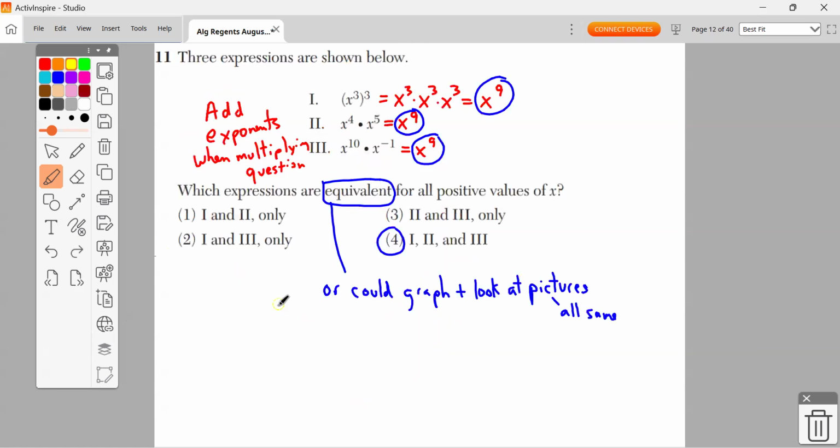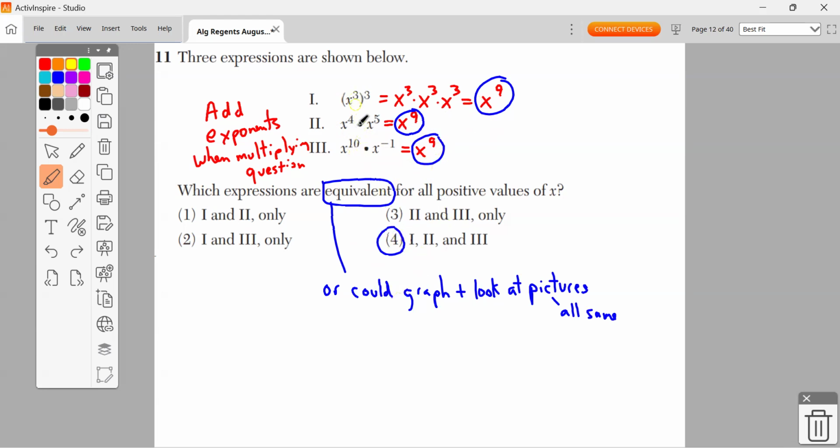In question number 11, 3 expressions are shown below. Which expressions are equivalent? Equivalent means equal for all the positive values of x. Well, when we're multiplying and we have exponents, you have to add the exponents. X to the third is really x to the third times x to the third times x to the third, which is x to the 9th. X to the 4th times x to the 5th, we add our exponents, x to the 9th. X to the 10th times x to the -1st is x to the 9th. So you can see that all 3 equations are the same. So it would have to be choice number 4, because you're graphing the same exact thing 3 times.